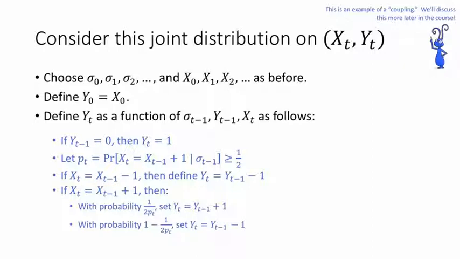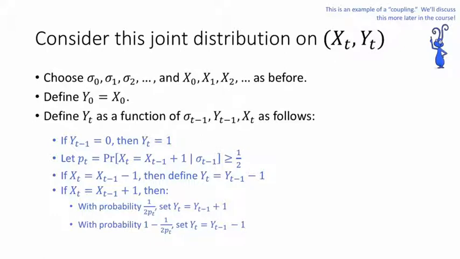To prove this formally, we can construct the random variables yt as follows. As before, we're going to choose our assignments sigma i, as in the algorithm, and our variables x sub i as before. And then we're just going to define y0 equal to x0, and then we're going to define y sub t as a function of sigma sub t minus 1, y sub t minus 1, and x sub t as follows. First, if y sub t minus 1 is equal to 0, then we'll set y sub t equal to 1. This takes care of the requirement at sort of the left-hand side of the chain.